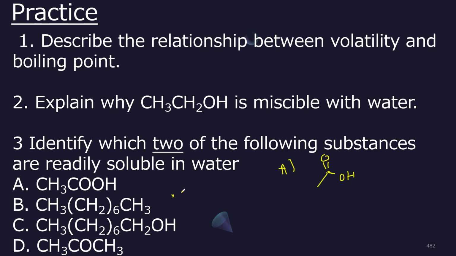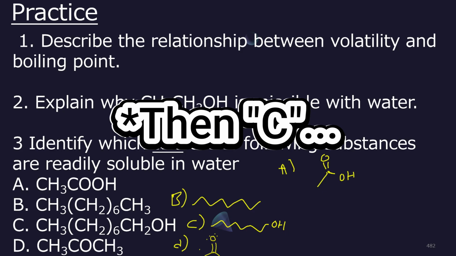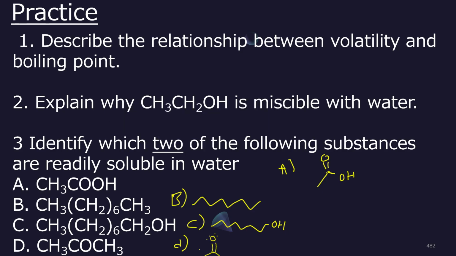B, we've basically just got a long carbon chain. 1, 2, 3, 4, 5, 6, 7, 8 carbons in a row. C, we've got that, but on the end, an OH group. 1, 2, 3, 4, 5, 6, 7, 8, OH. And then D is going to be some carbon chain with an oxygen. So CH3, O, CH3. Just like that. Okay.